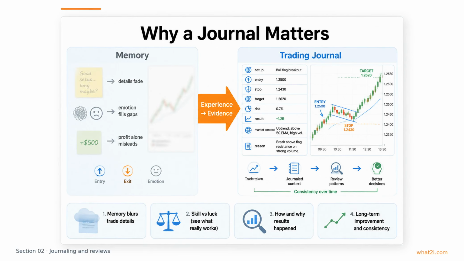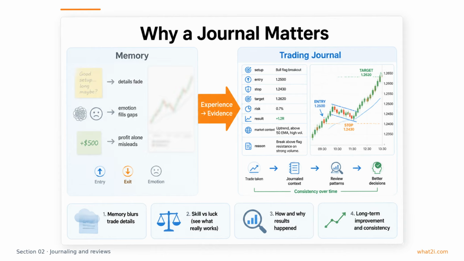Once a plan exists, the next step is creating a record of how that plan is actually used. A trading journal matters because memory is unreliable, especially after stressful wins and losses. Without written records, it becomes easy to confuse luck with skill or to remember only the trades that felt important. A journal turns experience into evidence by preserving what happened, why it happened, and how you handled it. Over time, that record shows patterns you would almost never see from memory alone. It becomes one of the main tools for long-term improvement because it connects results back to decisions.